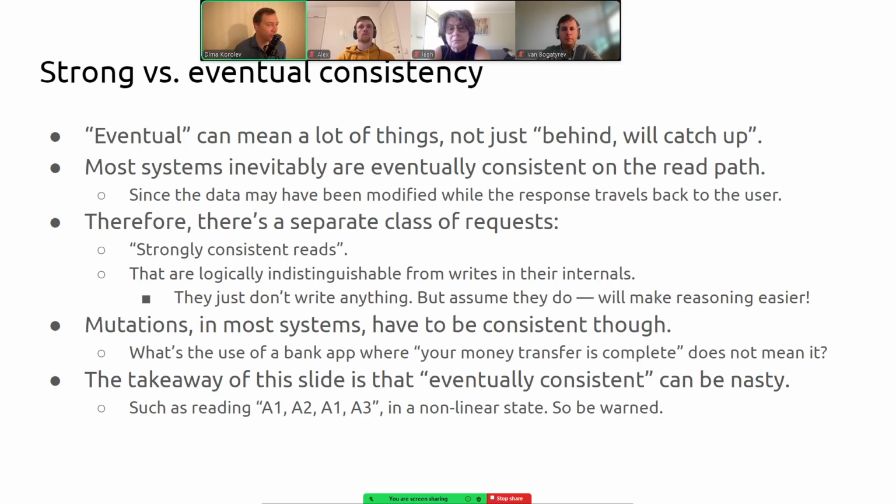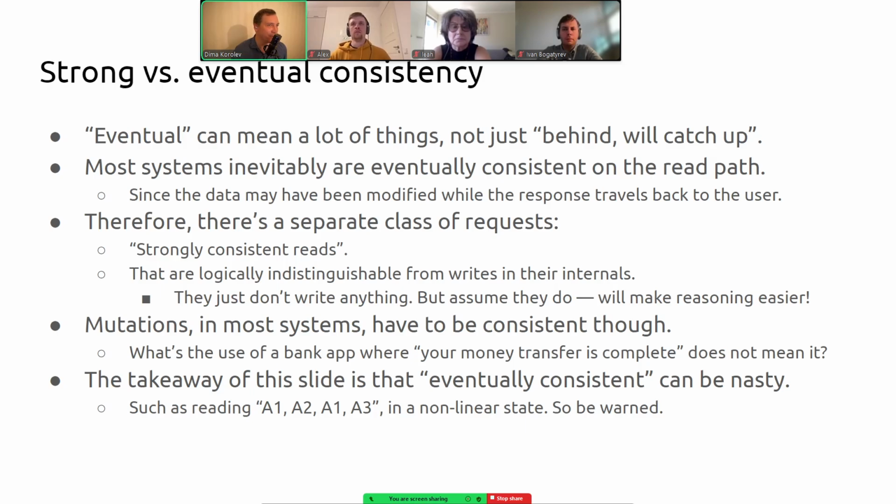Imagine I make a transfer. Imagine I send you money from my bank account, and then I make a GET request and I see that the money was subtracted from my bank account, over the same connection to the same node, hypothetically. Eventually consistent implies that I can make the same request again and suddenly get an older version of my balance. That's not a mistake. That's not an error. That's allowed if the system is eventually consistent. Or it can go back and then again forward. Or it can even return incorrect data.